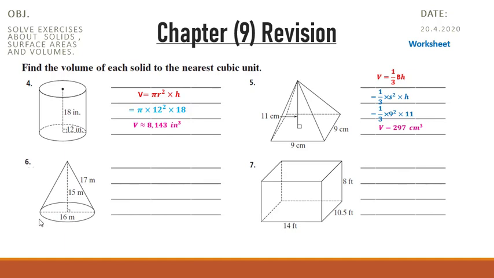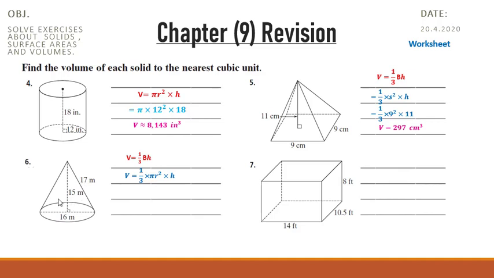What decimal? Wait, I forgot. It's third multiplied by base area multiplied by height. Right. Now in this question, of course the base area is pi r square. What's the radius? The radius is 8. Great.